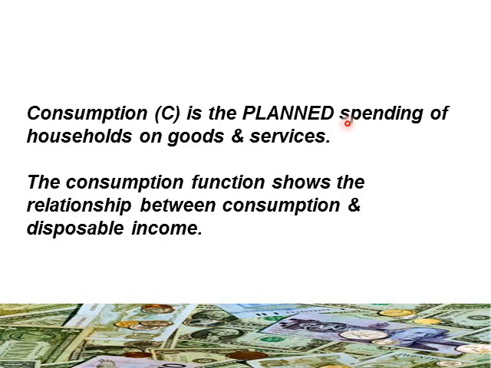Now, consumption is the planned spending of a household on goods and services. In this model, there's an assumption that everything is planned. That means when we spend, we all have a plan for how much we want to spend, okay? And our spending is reflected in this consumption function. Okay, let's take a look at what it is.